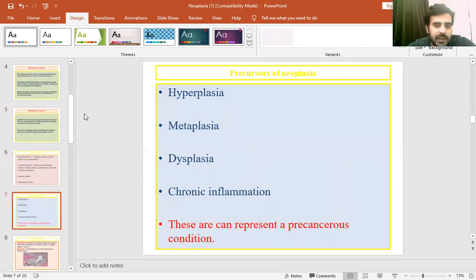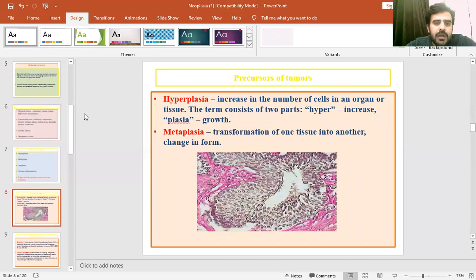Precursors of neoplasia. Risk factors include hyperplasia, metaplasia, dysplasia, or chronic inflammation. They represent a precancerous condition. So if we see hyperplasia, metaplasia, dysplasia, or chronic inflammation, we should take care, otherwise it may develop into cancer. Precursors of tumor, let's discuss those one by one. Hyperplasia is an increase in the number of cells in an organ or tissue. The term, again, consists of two parts, hyper and plasia. Hyper means increase and plasia means growth.